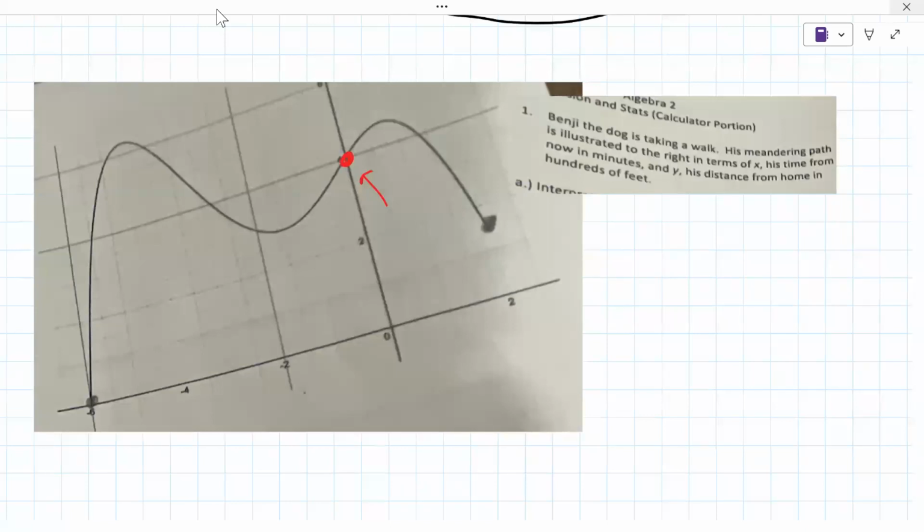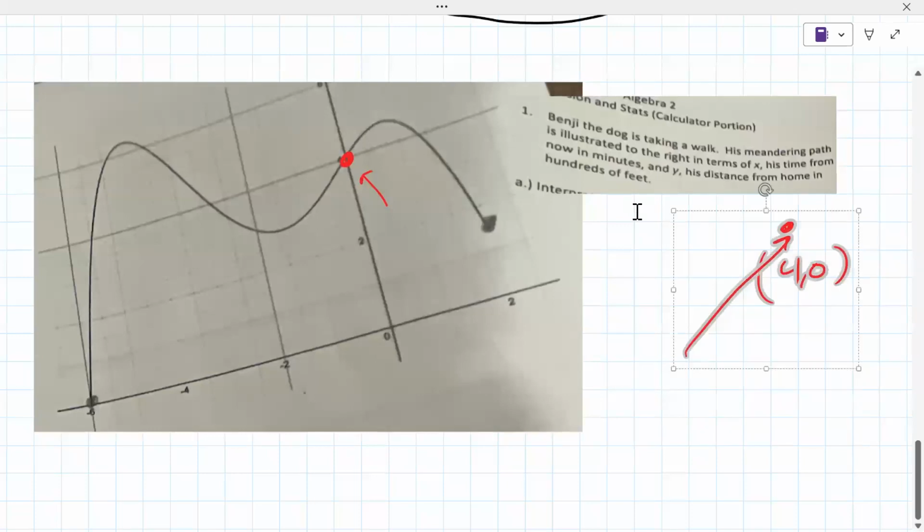I wrote it down. What did you write down? I wrote down the 4, 0. That's not correct though. That's over here. I don't want that one. If I wanted that one, I would have pointed to it. So I don't want that point. I want the point that the red arrow is pointing to. It is not 4-0.